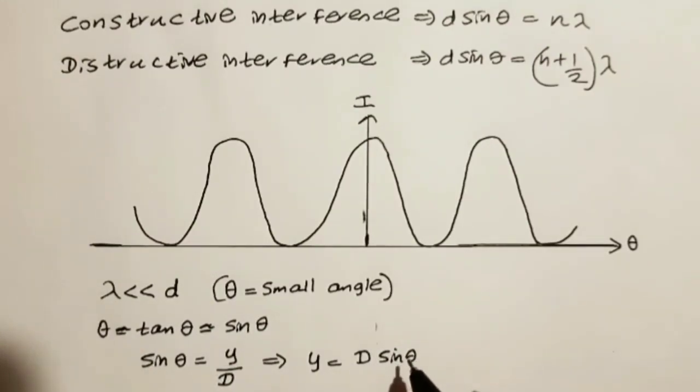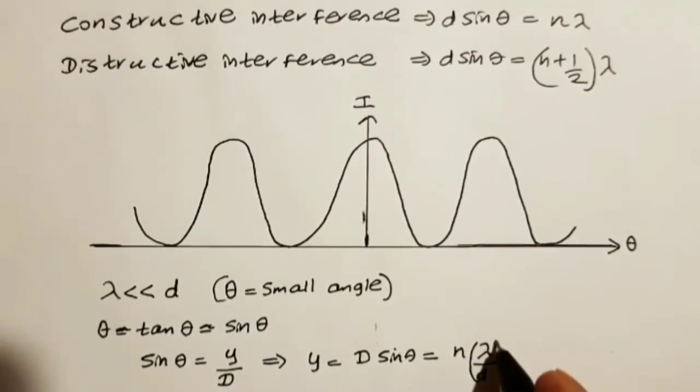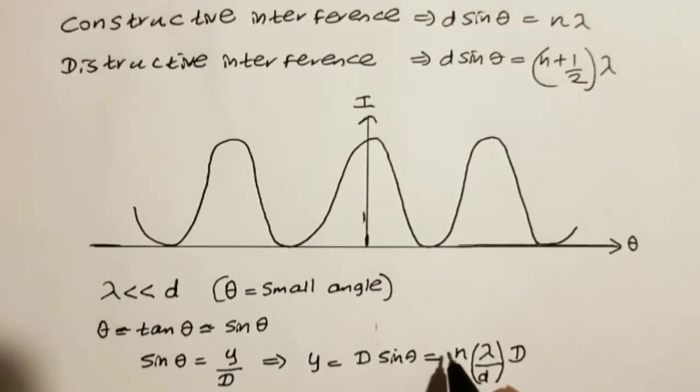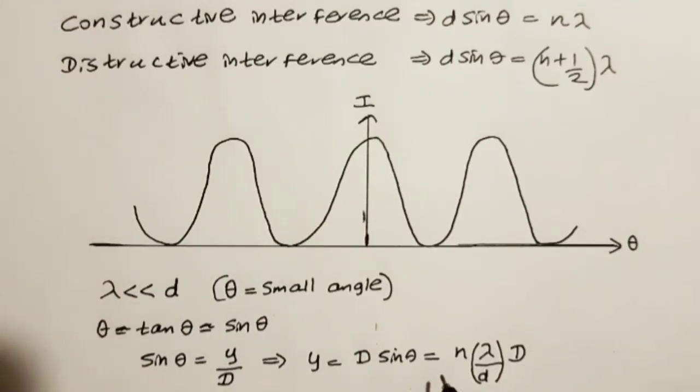And from the previous equation we can substitute and find that y is also equal to n lambda over small d times capital D. This equation can be used for calculations with regard to the double slit experiment.